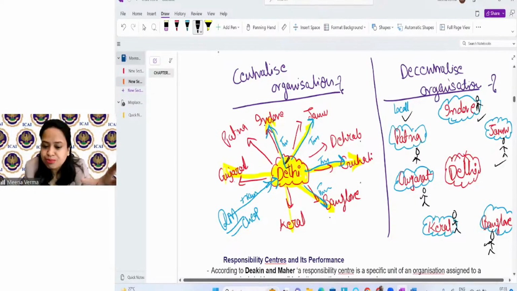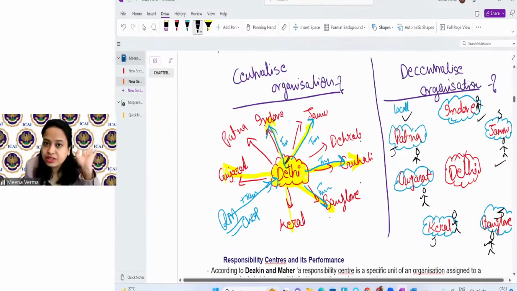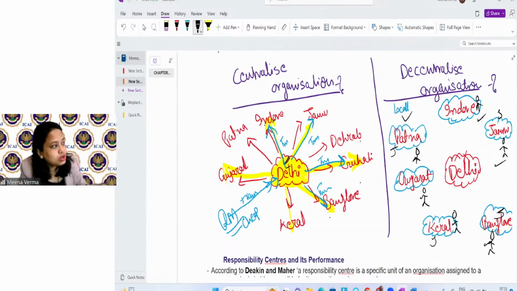मतलब if जम्मू में प्रोडक्शन हो रहा है तो जम्मू से ही रॉ मटेरियल खरीदो. If the production is in Patna, buy the material from Patna, buy raw material from Patna. If the production is in Kerala, buy the raw material in Kerala. If the production is in Bangalore, buy the raw material in Bangalore. Point is that buy the local raw material, use the local resources. That will save the cost. That will be the best decision.